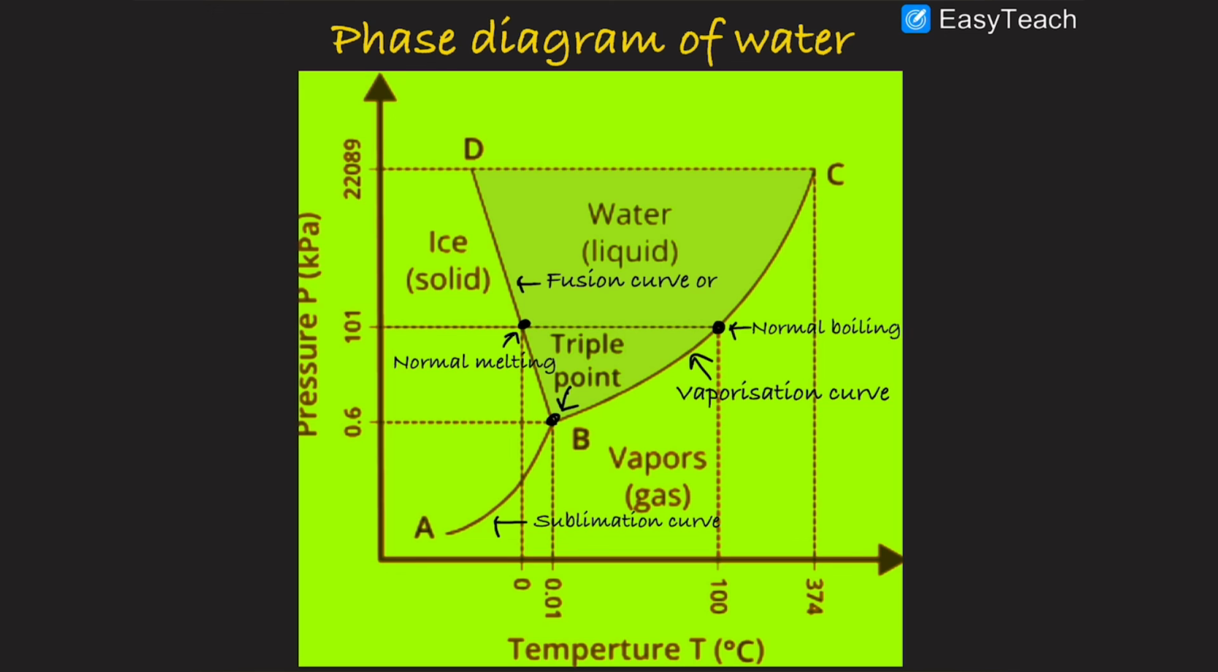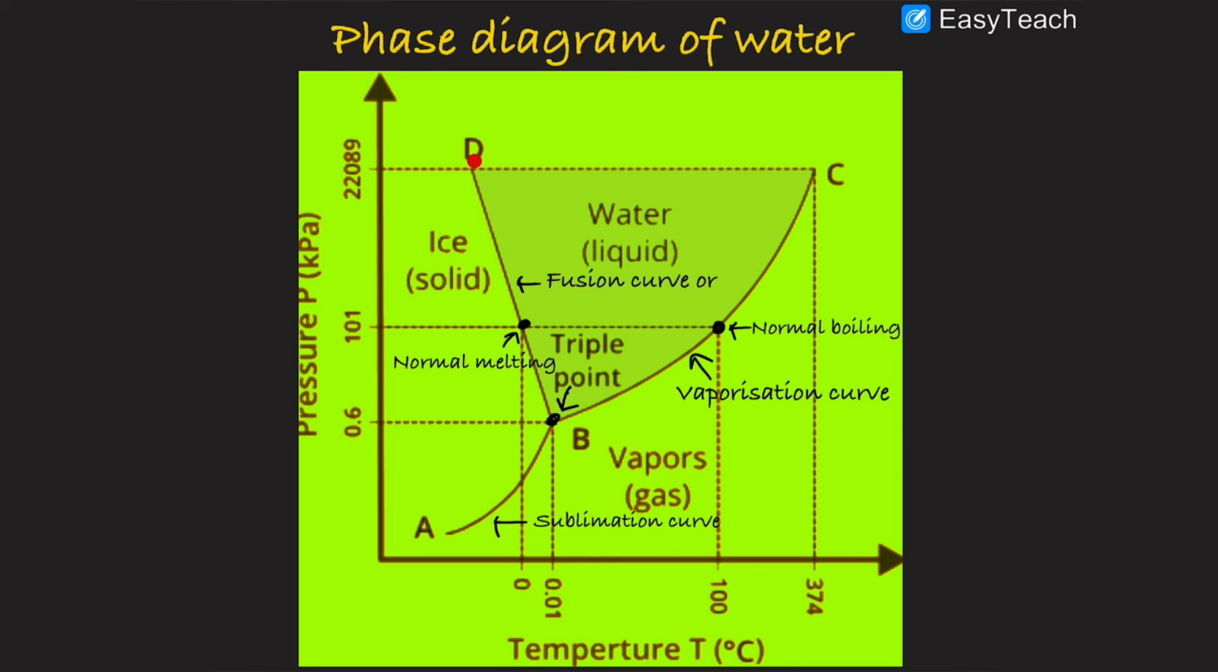So we can say that this is the common point which is common for all of these three regions. At this point, which is at 0.6 kilopascals and 0.01 degree Celsius, water has all of its three states in equilibrium, which means that water exists in solid, liquid and vapor form at this pressure and temperature.